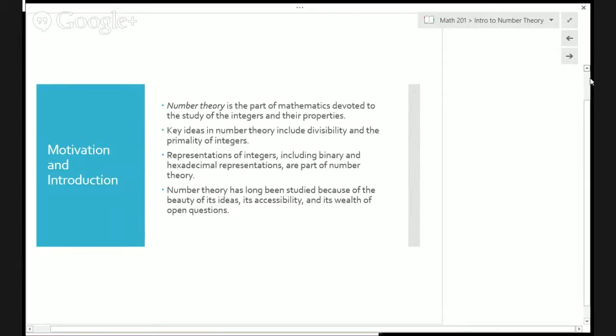So what we're going to be talking about in this unit is number theory, and we're just going to be studying integers and their properties. This is actually my favorite part of the class, so I'm really excited to talk about it. We're going to be talking about divisibility of numbers, prime numbers, binary, hexadecimal.